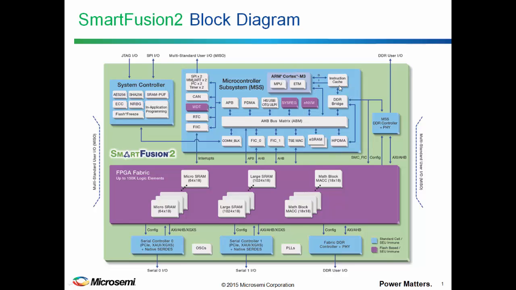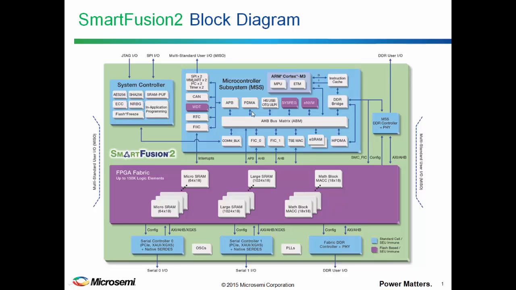We have an instruction cache. We have blocks of flash memory that we refer to as embedded flash memory, or ENVM. We also have blocks of SRAM, embedded SRAM, ESRAM here. And then we have some DMA controllers. We have what we call a peripheral DMA controller. We have what we call the high performance DMA controller.